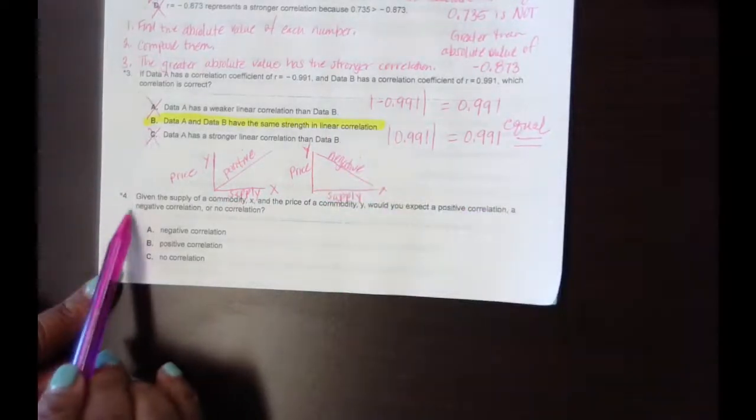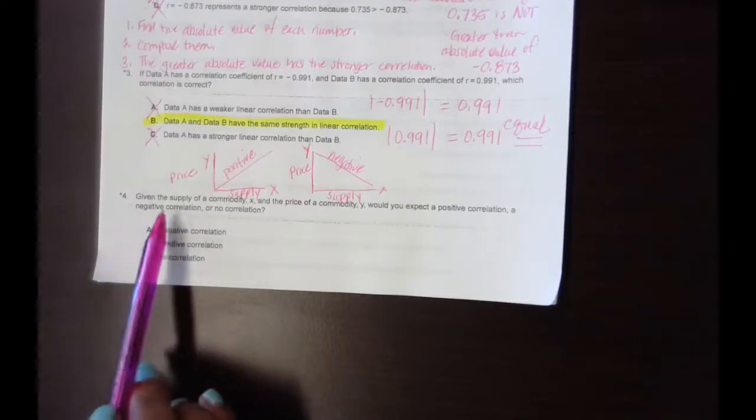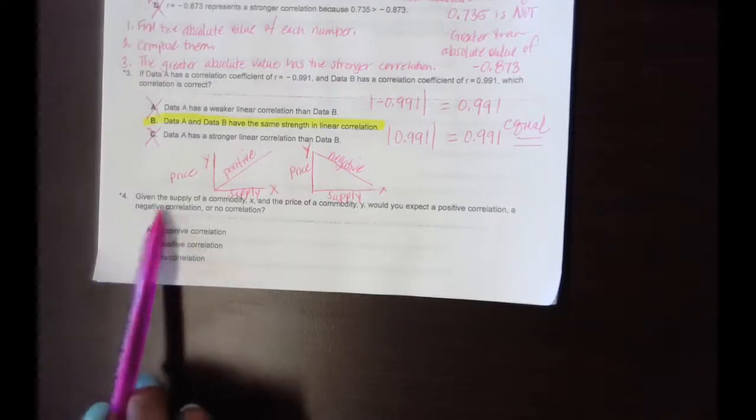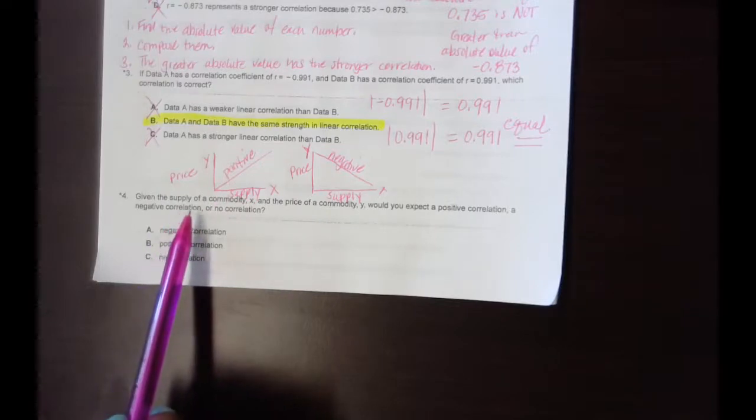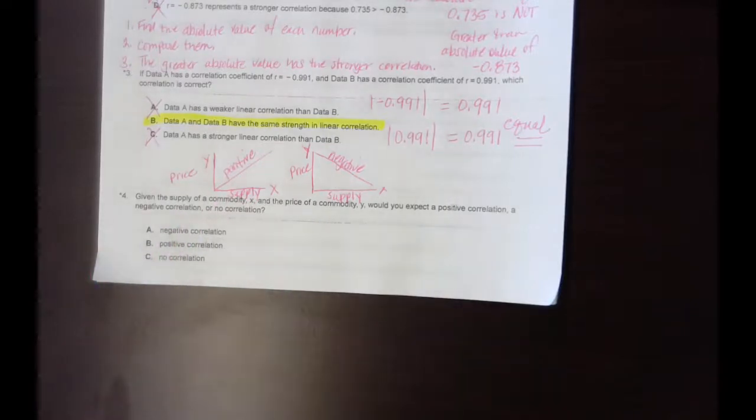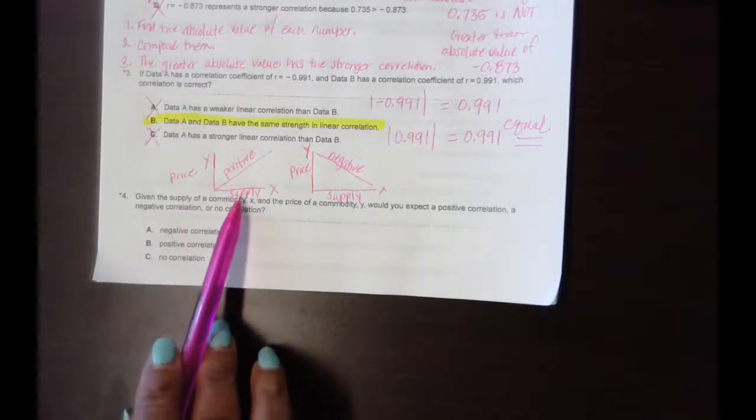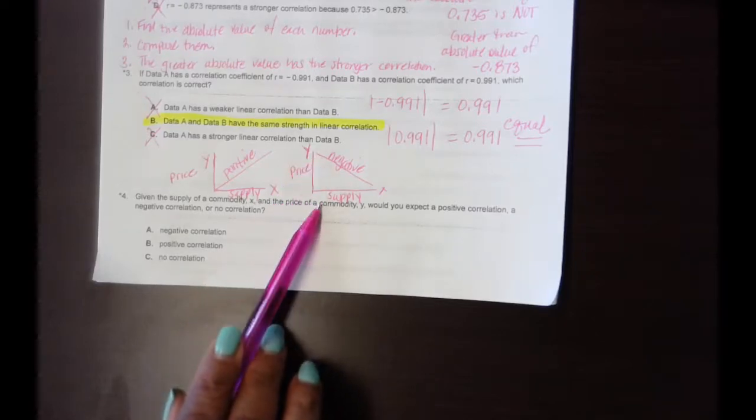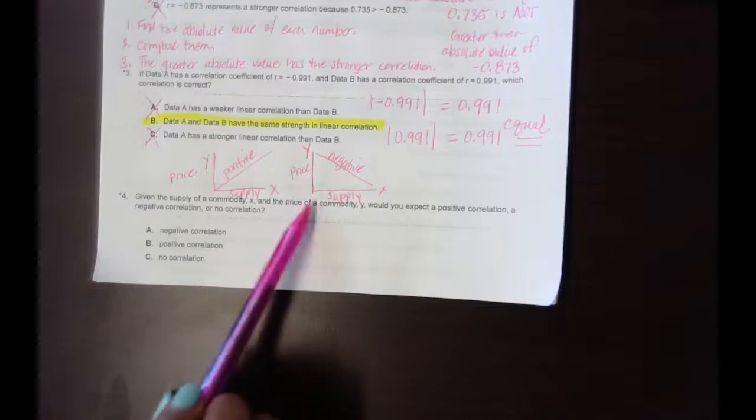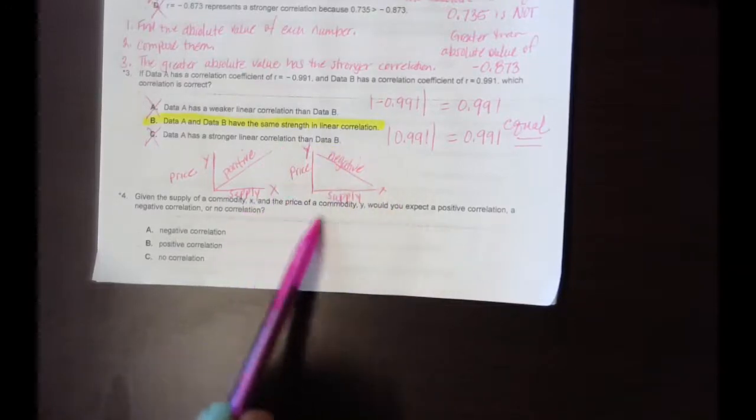So this problem is asking us to estimate or predict what would happen, which one of these could represent a supply and price situation. Well, if my supply increases, I would expect my price to decrease. And when that happens, I get this negative correlation.